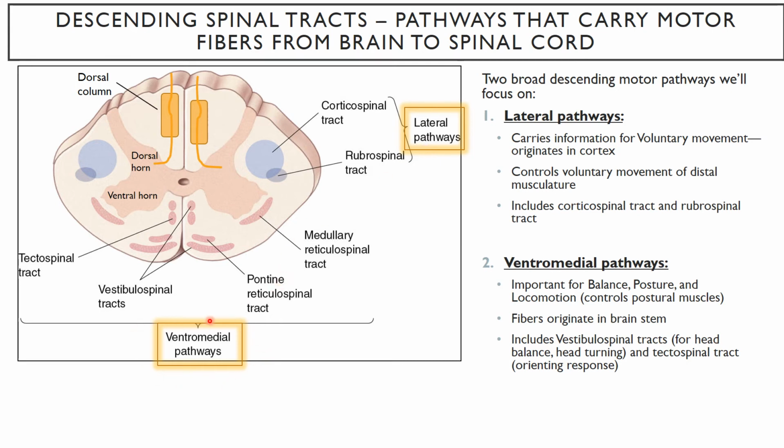There's also ventromedial pathways within the spinal cord. Ventro because it's in the ventral portion of the spinal cord, and medial, kind of towards the middle. There are four of these. These are really important for balance, posture, and locomotion. They help with the controlling of the postural muscles. Many of these fibers originate in the brainstem, and we'll talk about that over a few slides in just a bit.